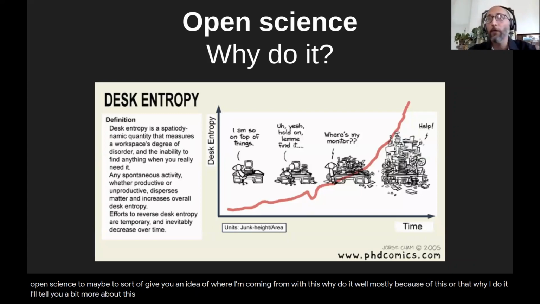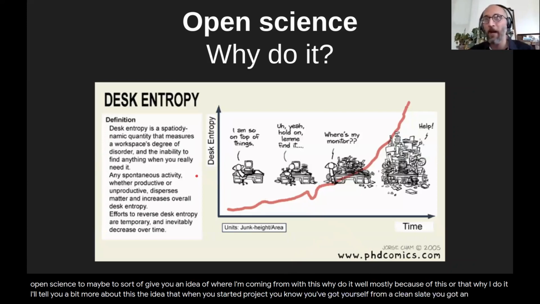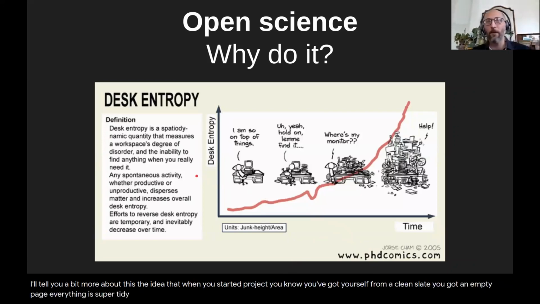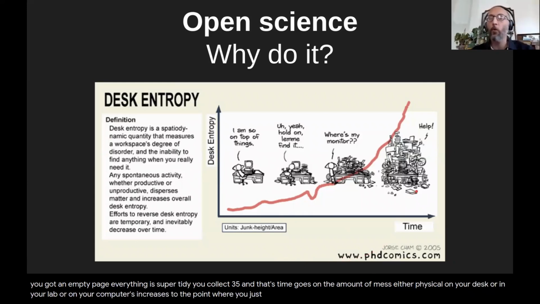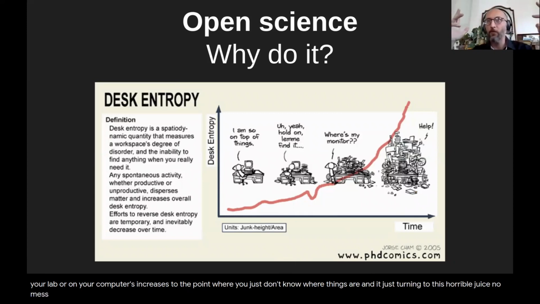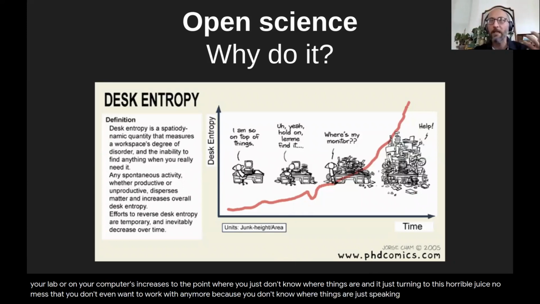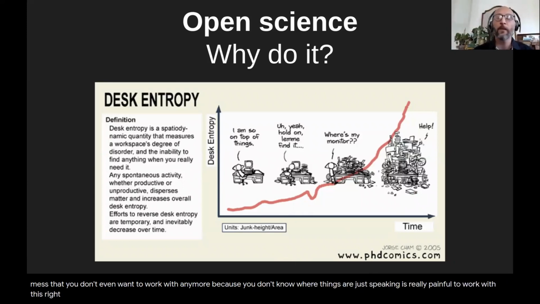The idea is that when you start a project, you start from a clean slate. You've got an empty page. Everything is super tidy. You've got like 3 files. And as time goes on, the amount of mess, either physical on your desk or in your lab or on your computer, just increases to the point where you just don't know where things are. And it just turns into this horrible mess that you don't even want to work with it anymore because you don't know where things are. It becomes really painful to work with, right?